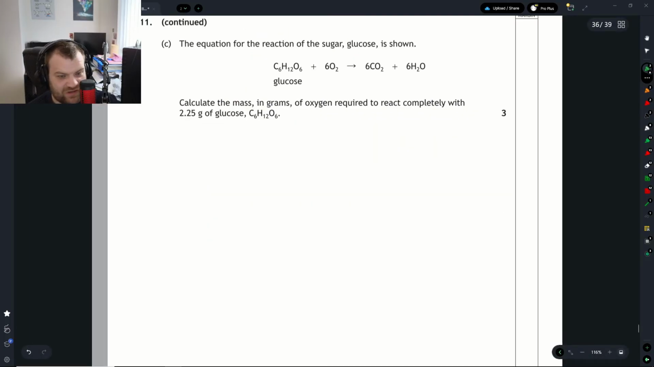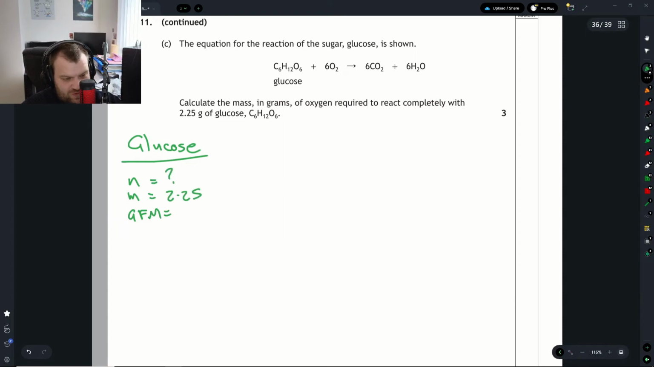Next up, we're asked to calculate the mass of oxygen required to react completely with 2.25 grams of glucose. We're going to start with the glucose. We have a mass. We're doing NMGFM. Mass is 2.25. Number of moles we don't know yet. GFM we can always work out. We have 6 carbons, 12 hydrogens, and 6 oxygens. Carbon is 12, hydrogen is 1, oxygen is 16. You can get them from the data booklet if you don't remember them from earlier.